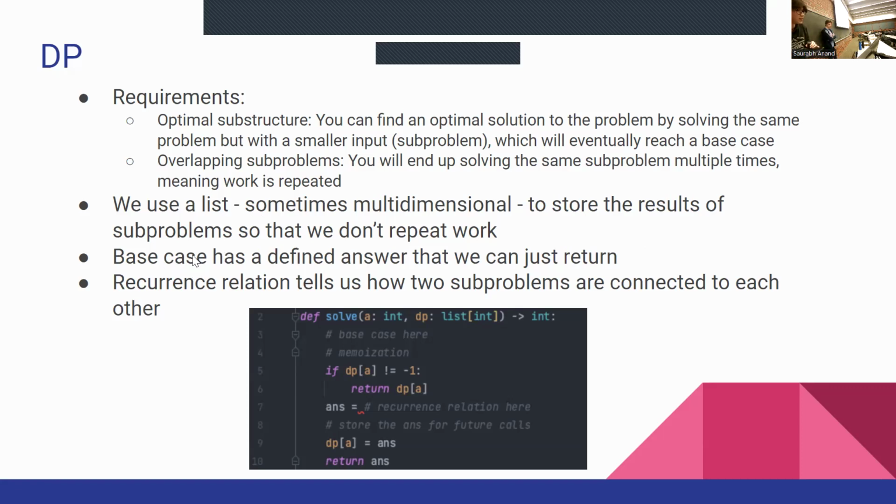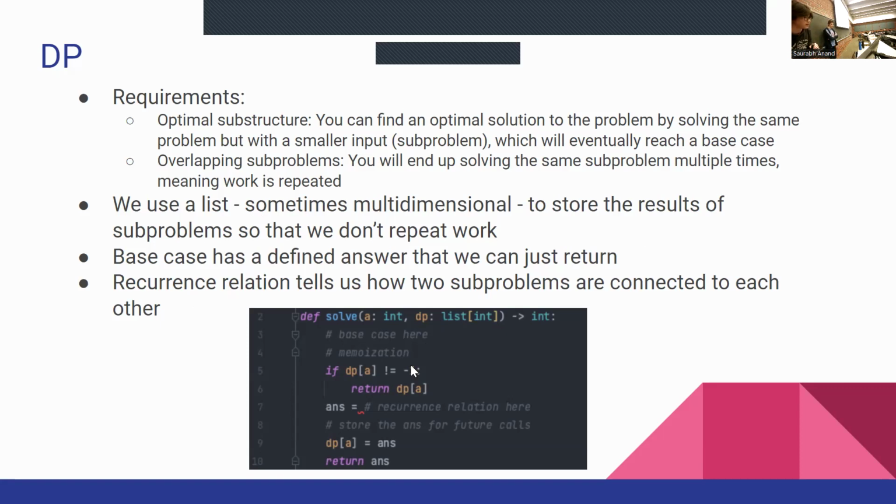And like I said, the base case is just a simple case with a defined answer that we can immediately return. And then what's called a recurrence relation tells us how we get from a subproblem to smaller subproblems, how they relate to each other. So I know this is a lot at once, but we'll get into it.